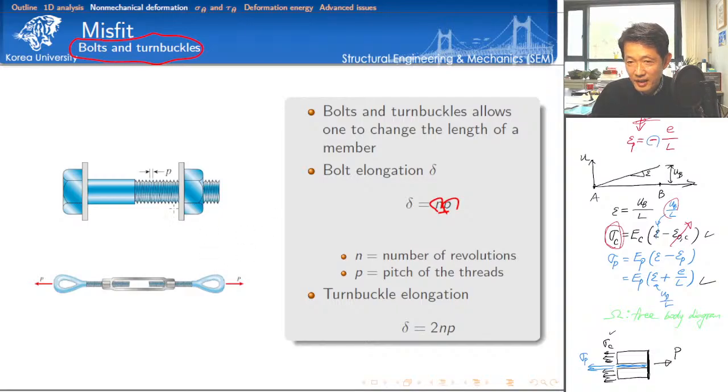Okay. So this is the case of a bolt, and in the case of turnbuckles, if you apply one revolution to the turnbuckle, then the length changes in two different directions. That's why here we multiply by a factor of 2. Okay, this is pretty obvious.